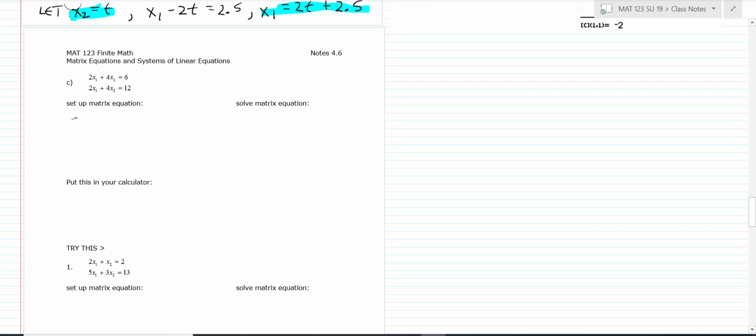Okay, so this is another thing that can happen. We're going to set up the matrix equation. So we have 2, 4. That right there tells me something, and I hope it tells you something too.